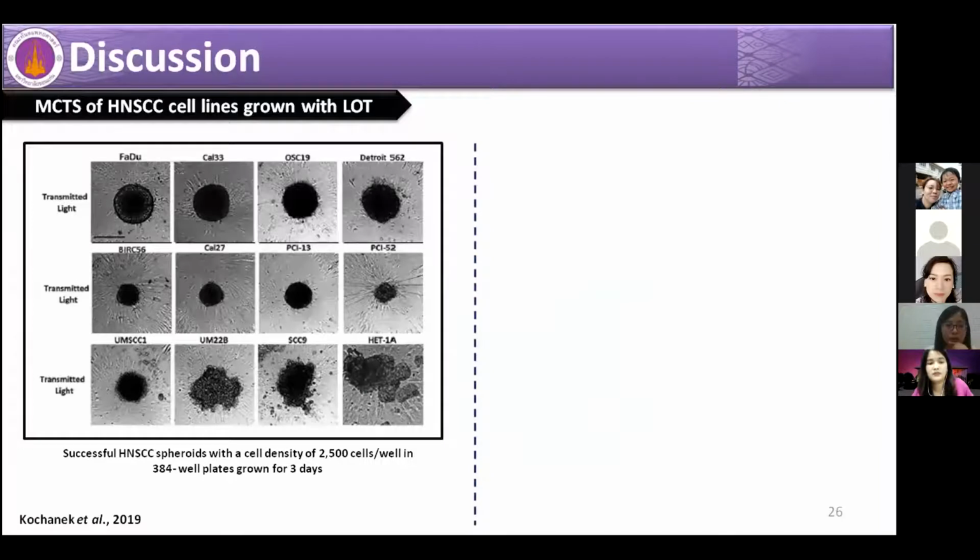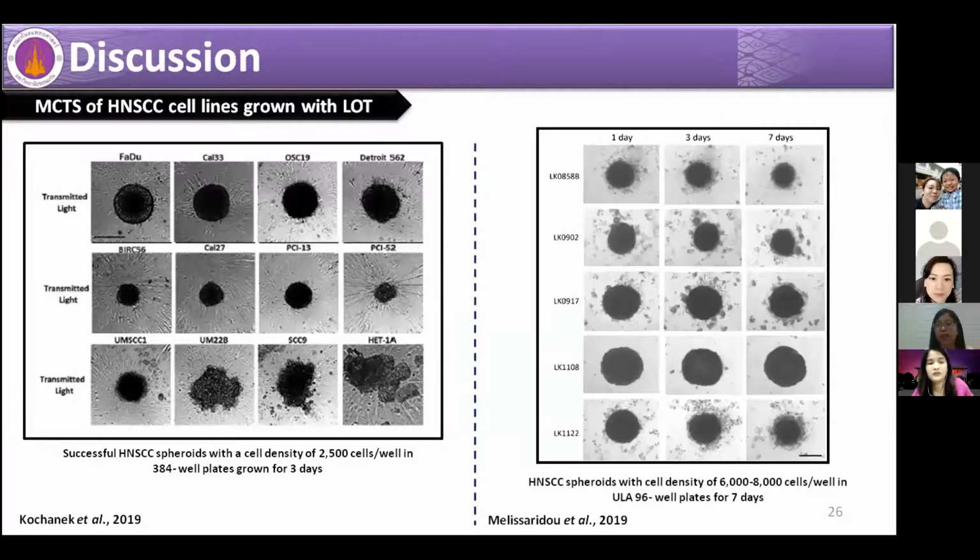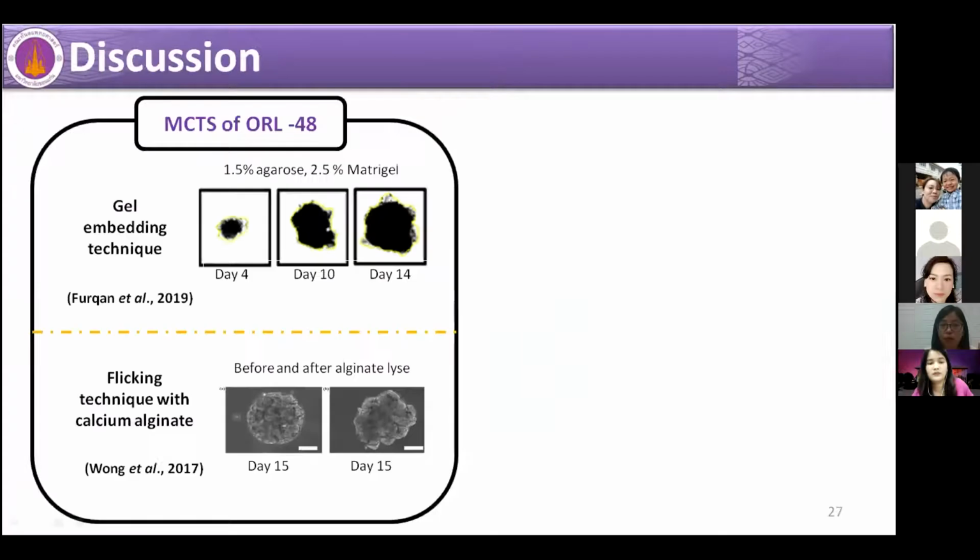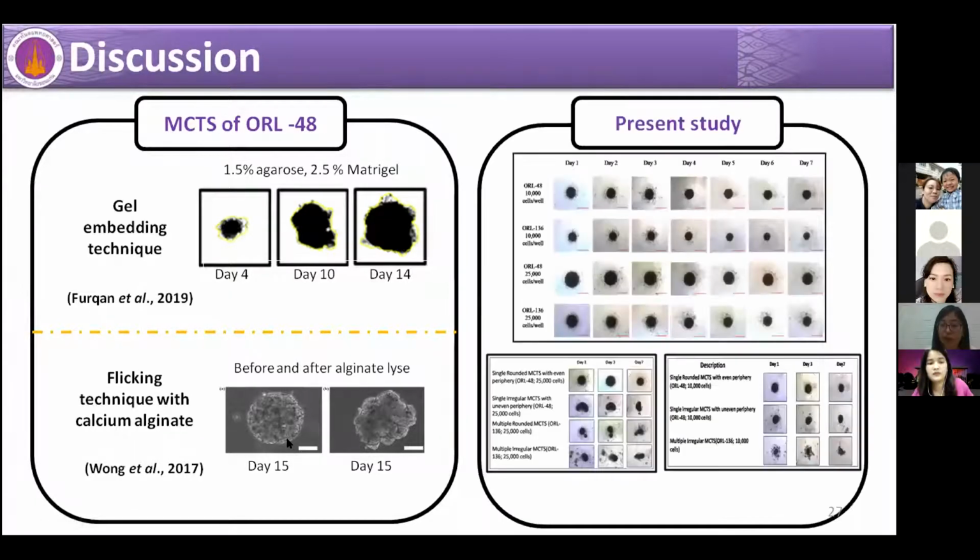Now the discussion. Like the MCTS grown in literature, they have formed well-rounded spheroids, as you can observe in these 2 studies, and they also formed irregular spheroids like this. In particular, if you see ORL48, in the first paper they have irregular spheroids, and in the second they have well-rounded spheroids. And I must say that it's comparable to our present study, where we had well-rounded spheroids as well as irregular and multiple spheroids.